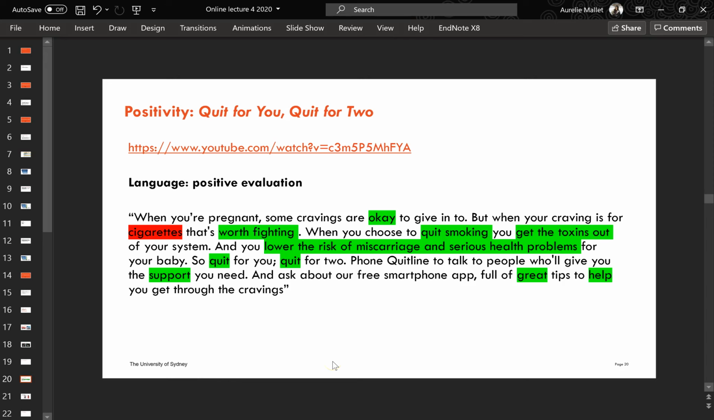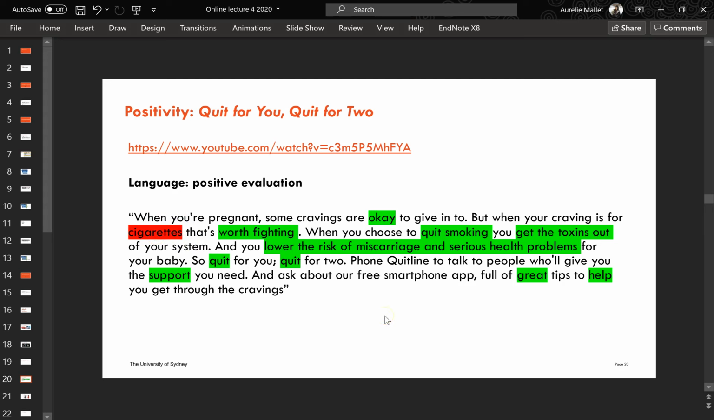Now let's look at positivity. So we looked at the TV ad. One way that it can be realized in language, when I say realized, what I mean is how it's expressed, how it's shown. So how is positivity shown in the language? It's shown through positive evaluations. It's the opposite of negativity. Before it was negative evaluation, now it's positive evaluation, and I've coded those in green. There is still a bit of negative here in the red, but mostly it's positive.